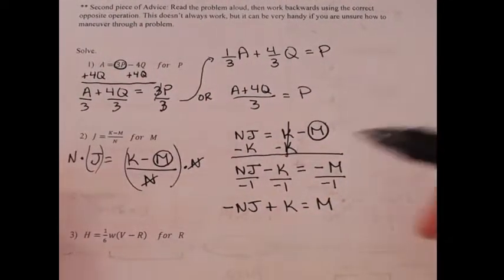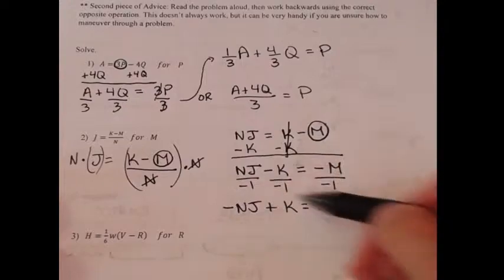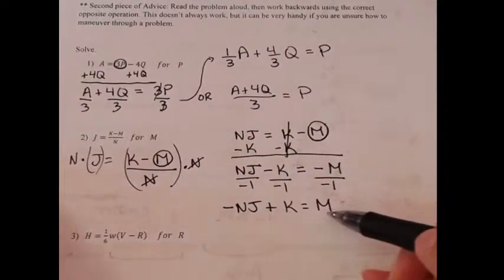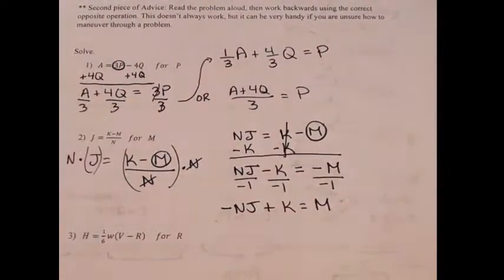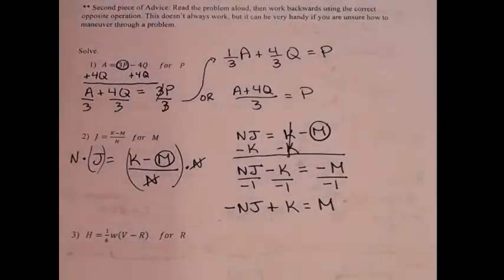So your final answer is here. Negative nj plus k is equal to m. We have successfully isolated m, so we did our job. Let's look at number 3, which is more complicated. Okay?